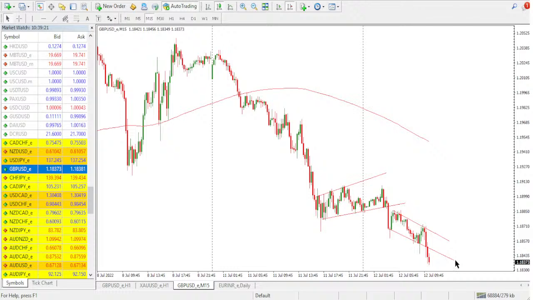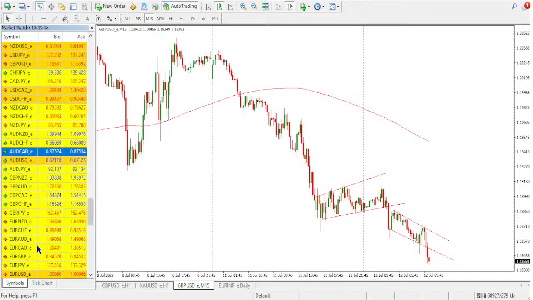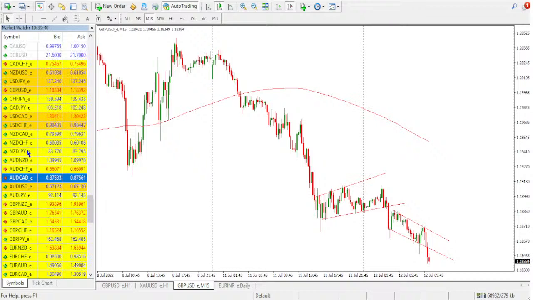So if the price pulls back and touches this line here, that will be the correct place to look for a sell from. My next instrument is the US dollar Japanese yen. So that one, let's see where it is. Just a second. We have it here.